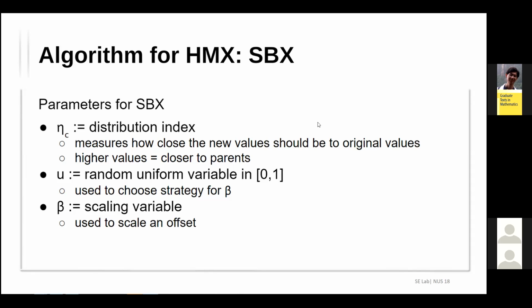But essentially, from the original paper, it's supposed to give closer to the parent's value based on the higher values of this parameter eta sub c. Then we have this generator value, just a random variable in [0, 1]. It's just used to choose the strategy for generating beta, which is a scaling variable. You use a scale and offset that you add or subtract to the parent values to get the new values.